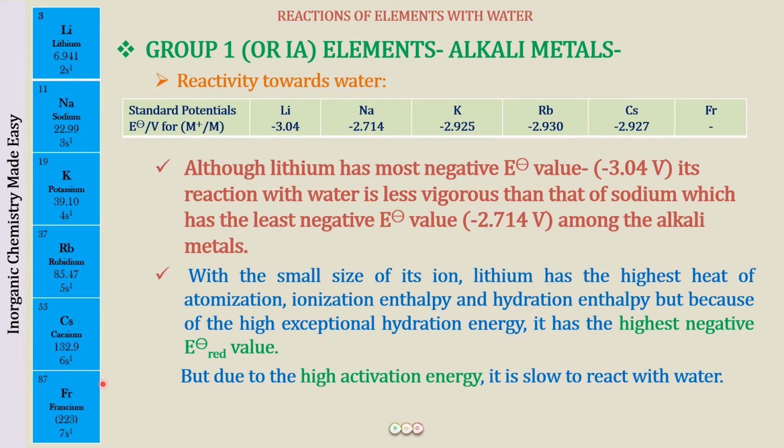As we go down the group, the sizes are increasing, the heat of atomization is going to be less, the ionization enthalpies will be less, and therefore they are going to be very quick to react with water. But when we put some other compounds in water and see how these alkali metals react with those compounds, there the hydration enthalpy factor comes into being, and we find that lithium is going to be the strongest reducing agent. So I hope you will remember this very well. Lithium is the strongest reducing agent because of its high hydration energy, whereas it is going to be slow to react with water because it has a high activation energy.